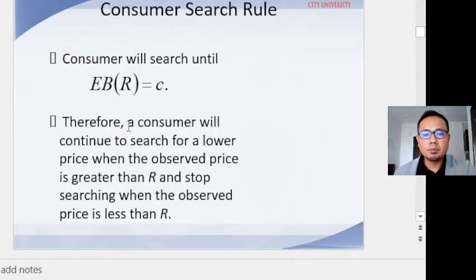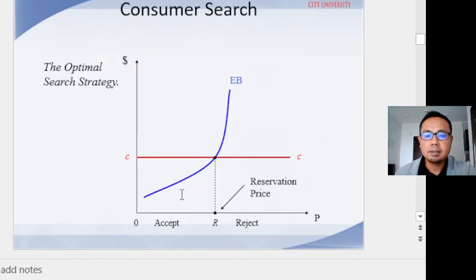Okay, put this in this equation, and therefore a consumer will continue to search for a lower price when the observed price is greater than R, and stop searching when the observed price is less than R. Okay, so you can see from this consumer search graph more clearly the optimal search strategy. So they are searching and that's a strategy, until you can see there's a reserve price. Okay, this is the maximum. Okay, they can search.